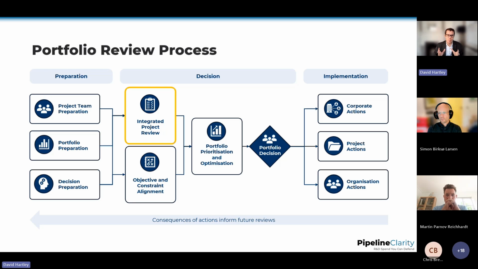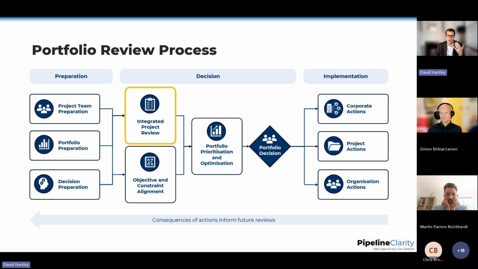So we've talked there about preparation. If we move on to talk about some of the actual decision activities and decision forums that need to happen, one of the primary ones is an integrated project review. And so this is a project level discussion. Organizations will set this up in different ways depending on the size and scale of the organization, but often this can be a 2-day meeting where all of the projects come together and they're reviewed at the same time.